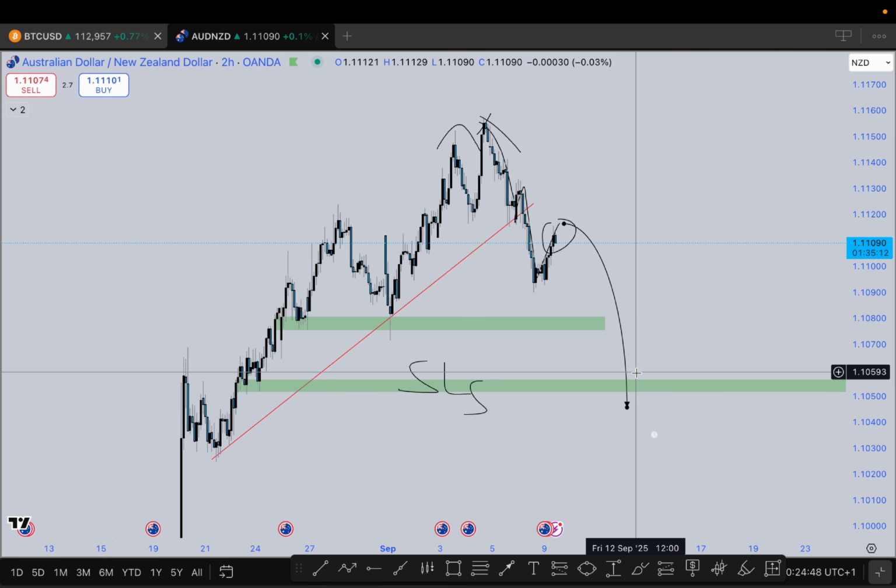So basically I've had 4 trades today: AUD NZD, AUD JPY, Euro GBP, and Euro CAD. The AUD NZD and AUD JPY ones, I'm going to be avoiding them, and the Euro GBP and Euro CAD ones, I'm going to be taking them. And therefore that's it for today.